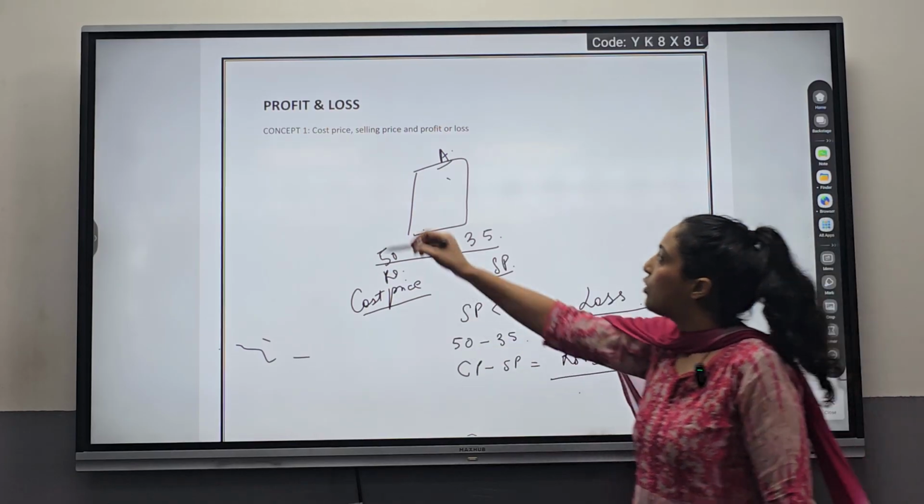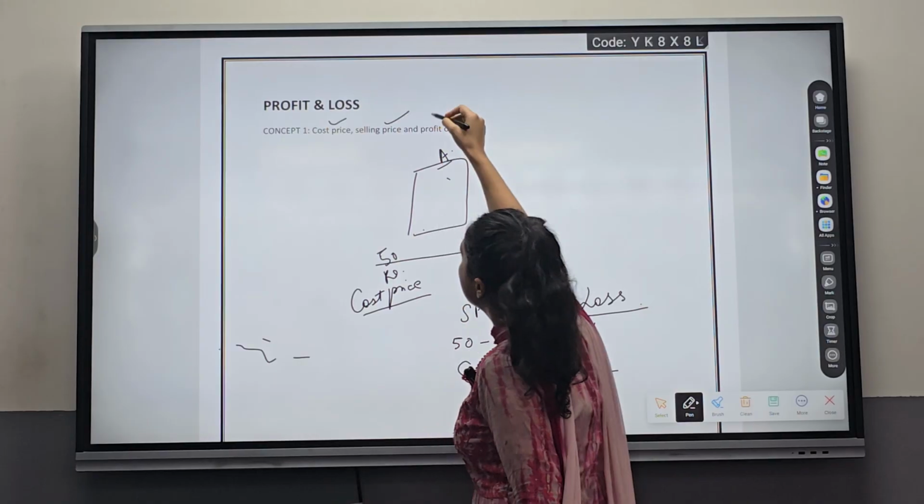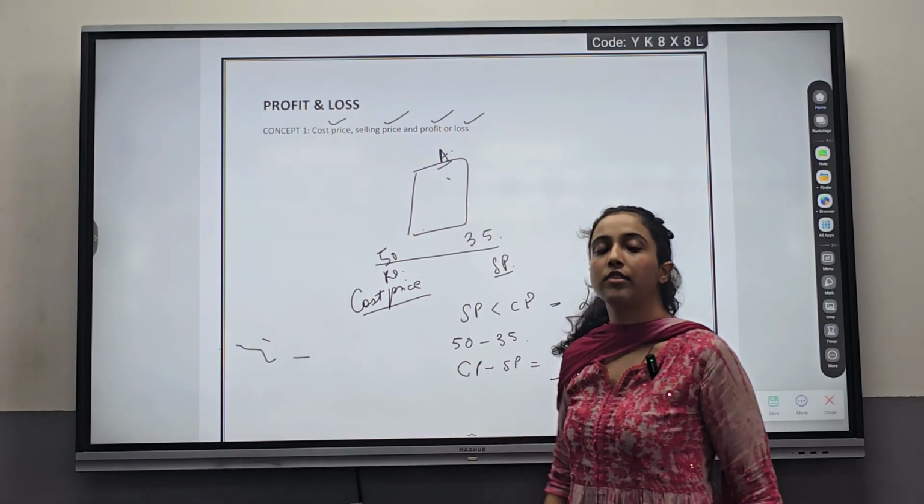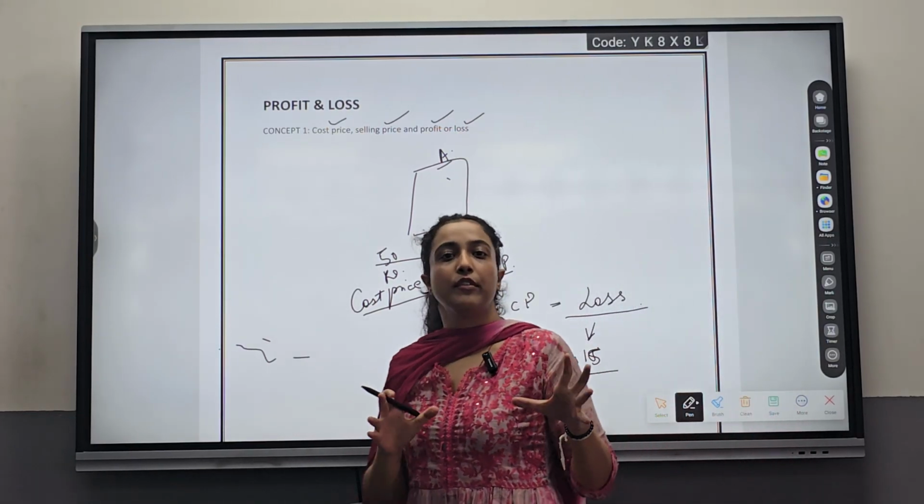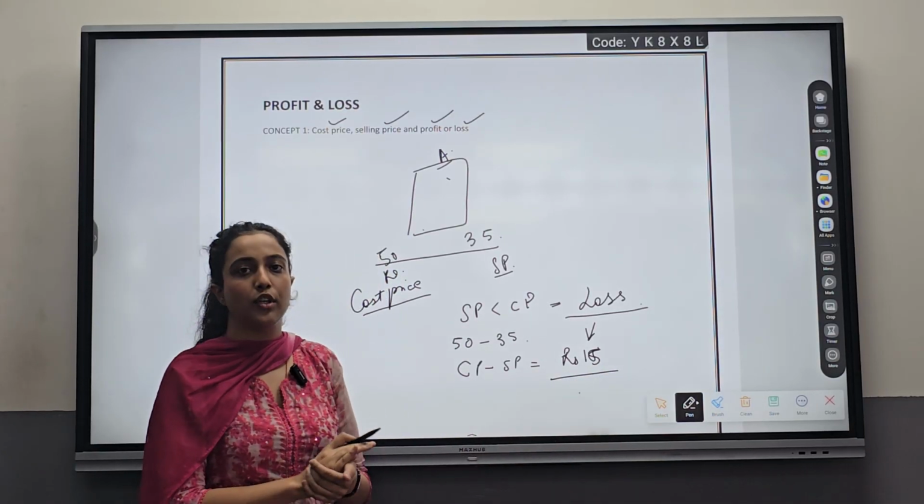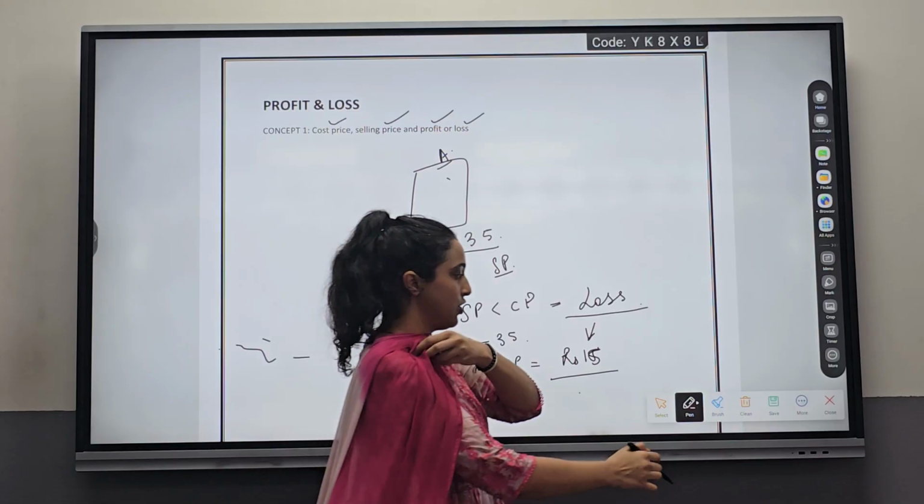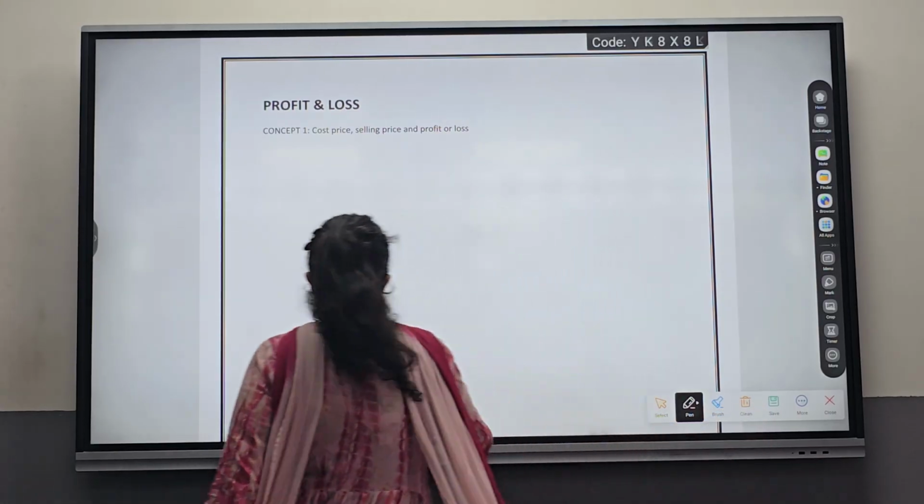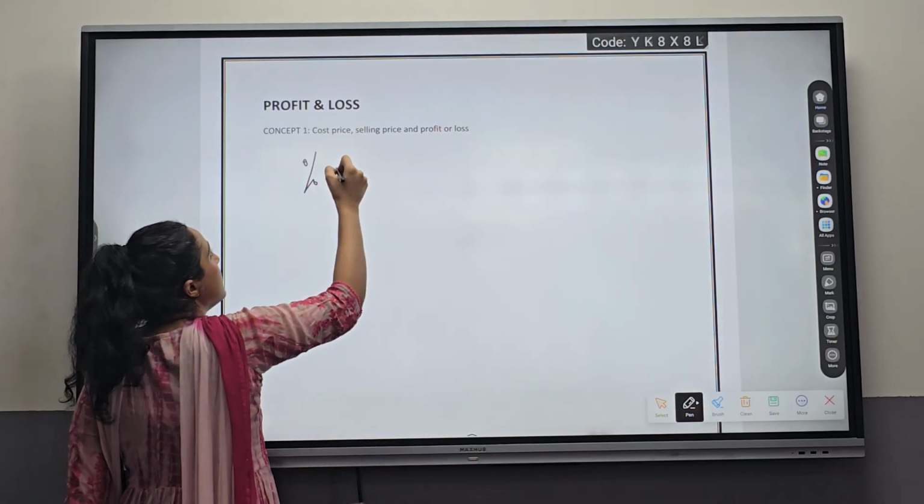Now we know what is cost price, we know what is selling price, the profit and loss in any transaction. But it is not enough to know the amount of profit. You should also know the percentage of profit or loss that you have incurred in any transaction. So for that, how to find percent profit?